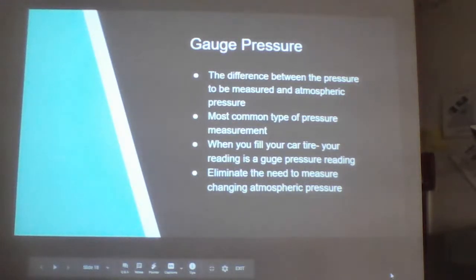Gauge pressure. So gauge pressure is the difference between the pressure to be measured and atmospheric pressure. Gauge pressure is the most common type of pressure measurement. When you fill your car tire, your reading is a gauge pressure reading. So if you fill your car tire to 33 PSI, you're going to read it with a gauge either on the air hose or a separate gauge. And that gauge is going to give you a gauge reading. It doesn't give you an absolute reading, it gives you a gauge reading. That's what that gauge is reading. Gauge pressure eliminates the need to measure changing atmospheric pressure constantly.